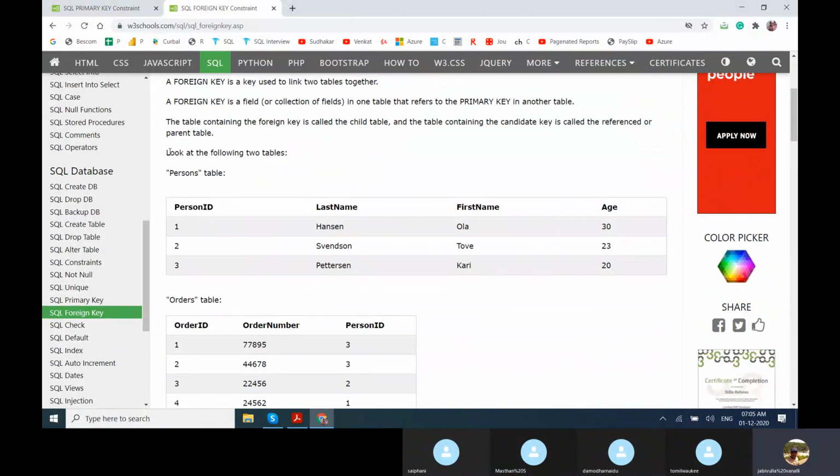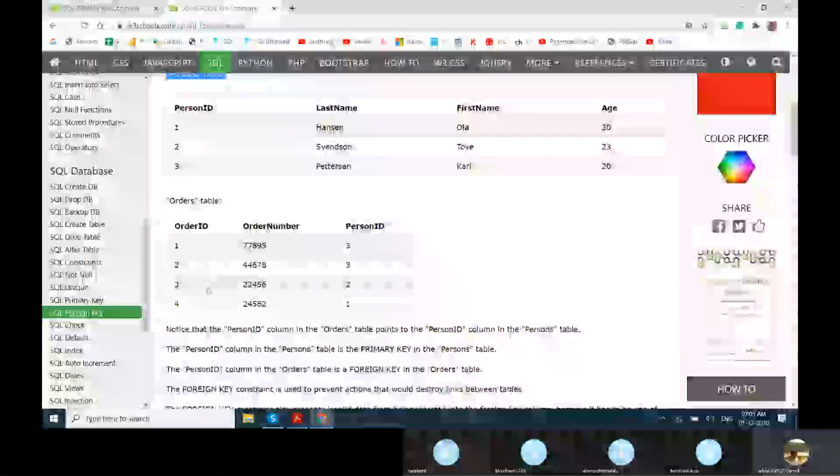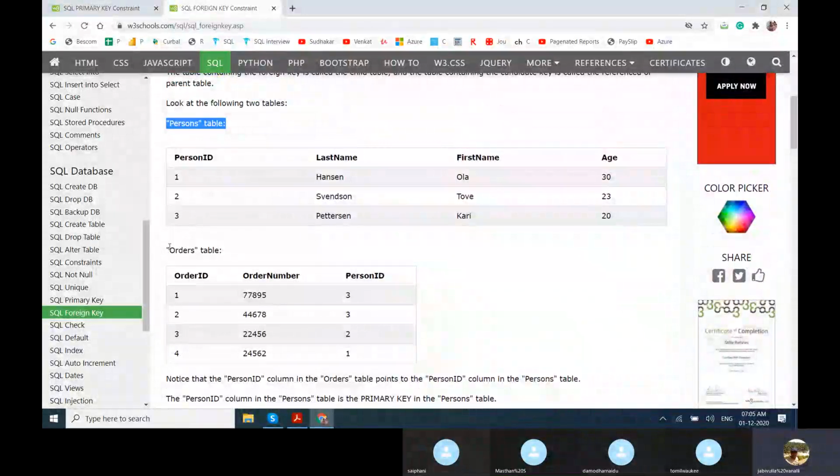See here, look at the following two tables. This is the person's table. Here in the person's table, person ID is there, last name is there, and age is there. Now come to the orders table. In the orders table, order ID, order number, and person ID are there. So what is the common column between the two tables? Person ID is the common column, the relationship column. Now we need to decide which one is the primary key column and which one is the foreign key column.